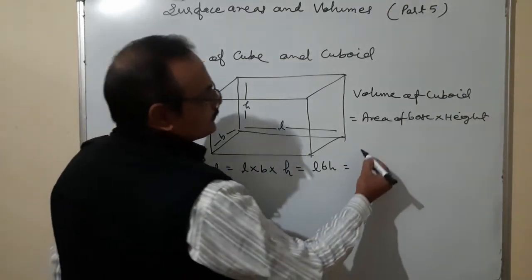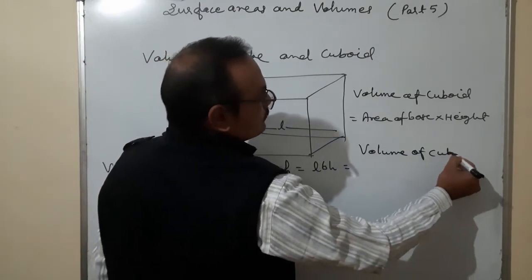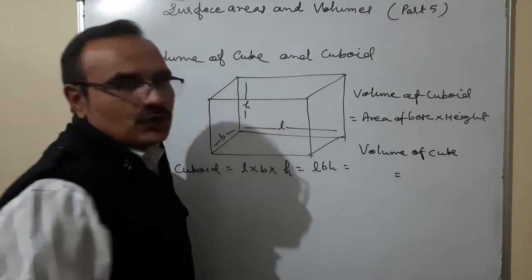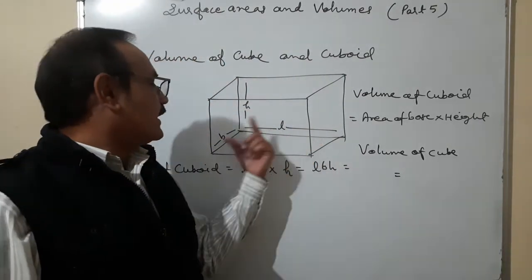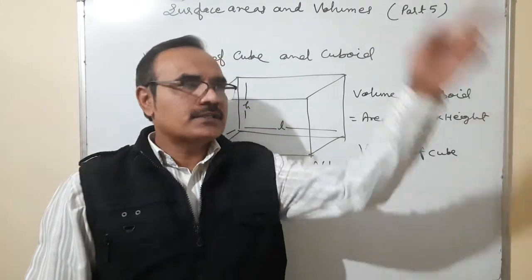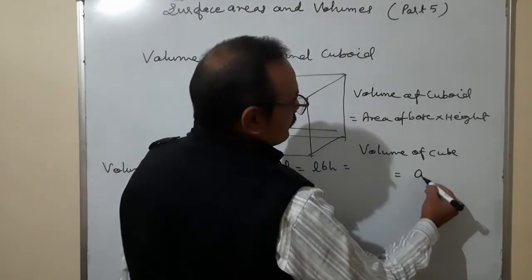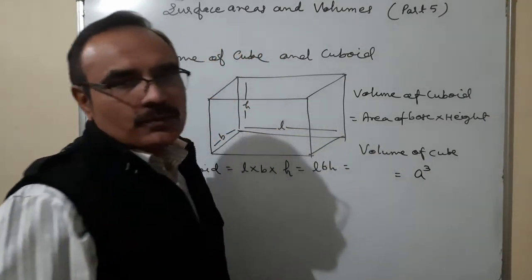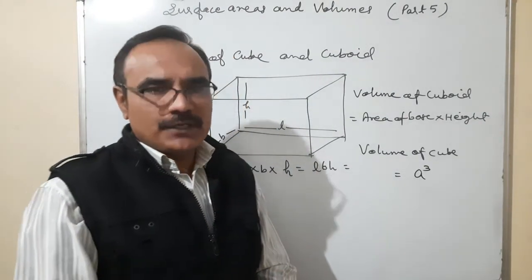Volume of cube. Because you know that in a cube, length, breadth and height are the same and we treat it as an edge A. So this is A and A. Area of base A multiplied by A is A square, which is multiplied by A gives A cube. So simply, volume of cube is equal to A cube or side cube. Its unit is centimeter cube or meter cube.